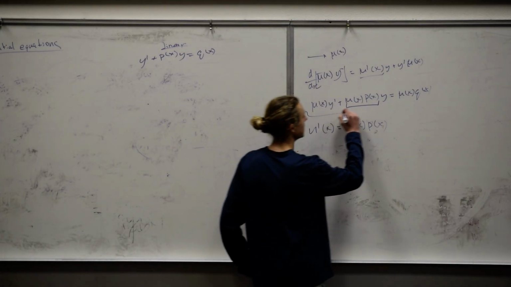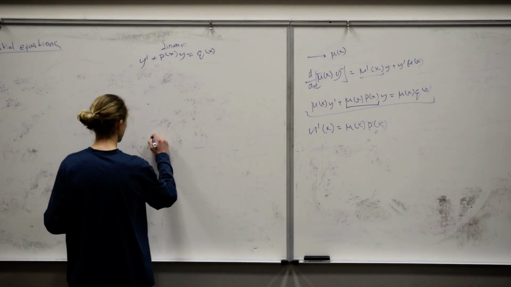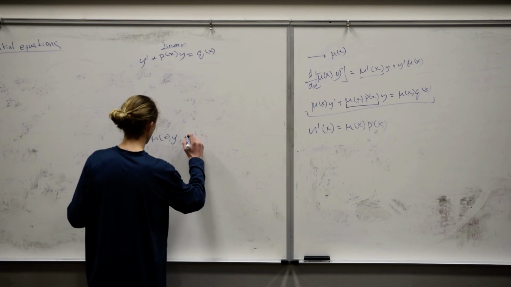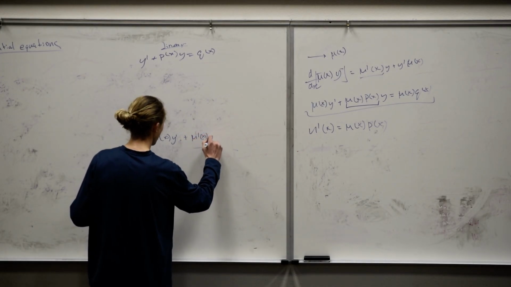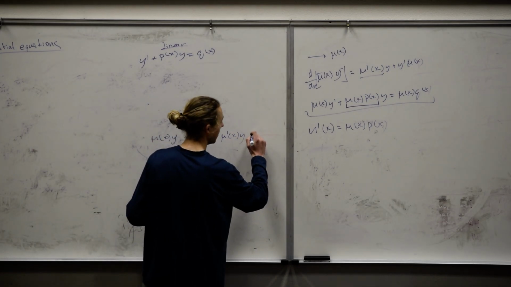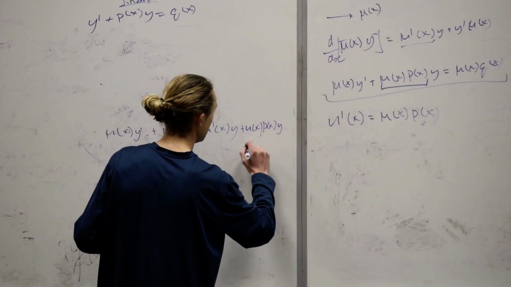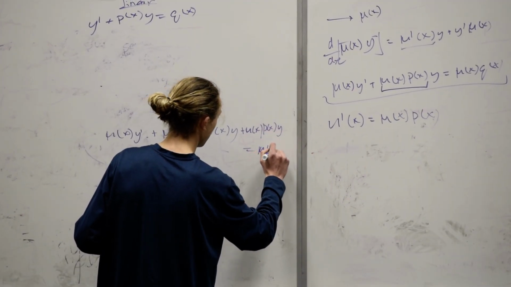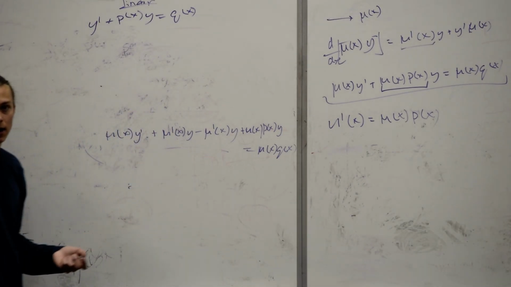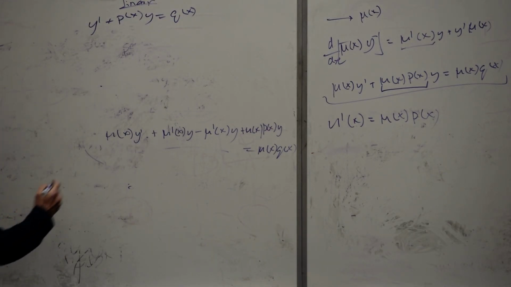We have already multiplied our entire function by mu, right? So we can do a little bit of algebraic manipulation, so I'm going to rewrite this here. I can say I want to add mu prime of x y and subtract mu prime of x y. And I want to add again mu prime of x p of x y equals, and then my other side. I just added and subtracted the same thing, so I'm just doing that.